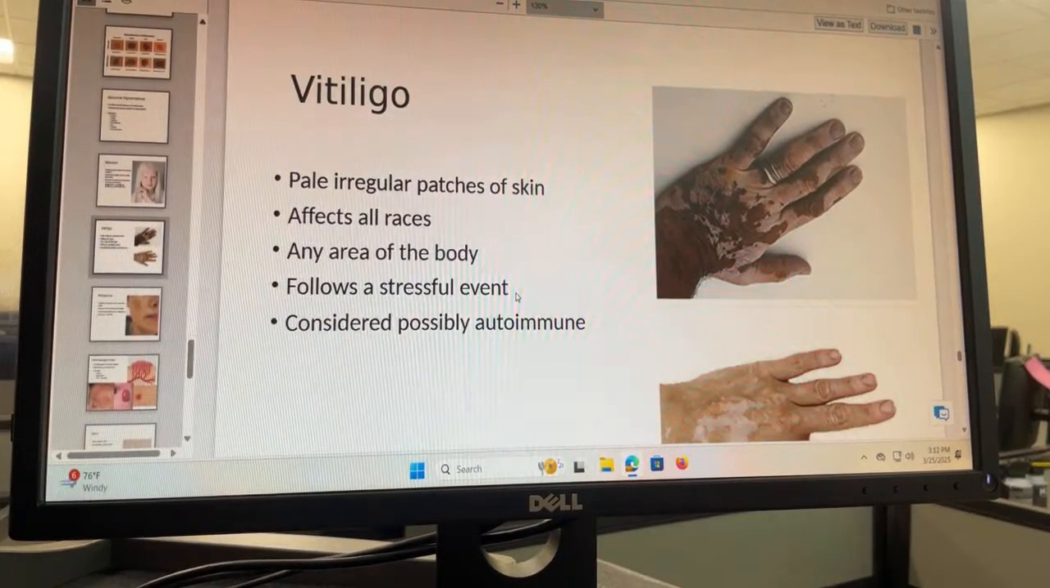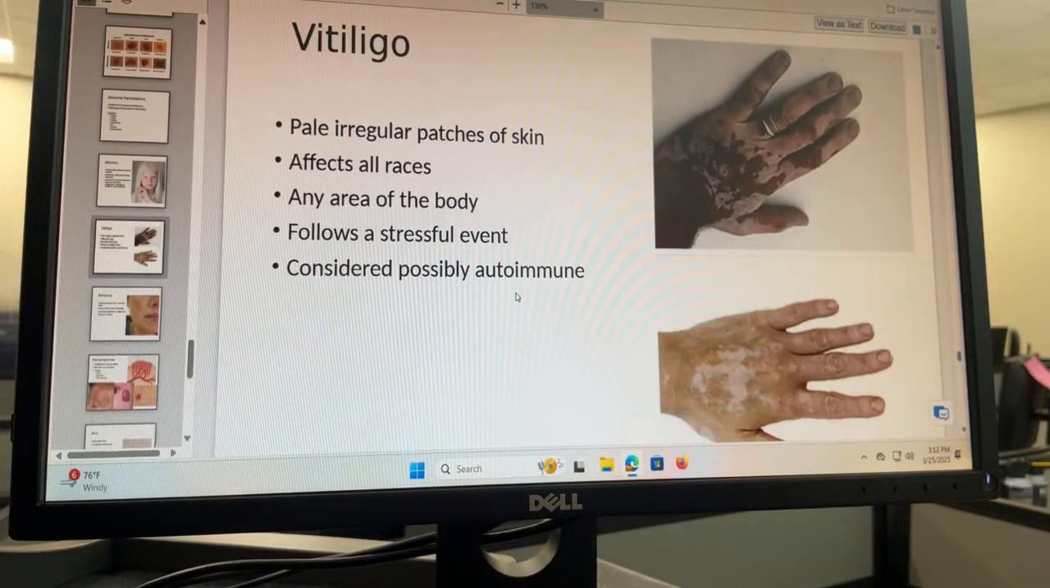All right, vitiligo is pretty common. Most people have seen this before. This is where there are pale, irregular patches of skin, so areas of the pigment start to fade. It affects all races, so black people, white people, the same. It can happen on any area of the body. It typically tends to follow a stressful event, so you'll start noticing that bigger patches are developing because of stress. So it could be related to something autoimmune. Maybe the antibodies are attacking the melanocytes of the body and causing them to stop working in those areas.